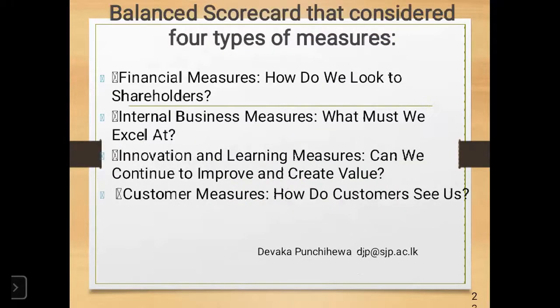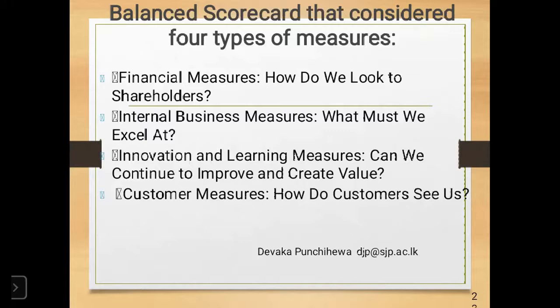So here we have given some examples. Financial measures. When it comes to the balanced scorecard, there are four different measures. First one, financial measures. How do we look to shareholders? Once they analyze our financial performance, the shareholders have a picture of us. Here we say, how do we look to our shareholders?